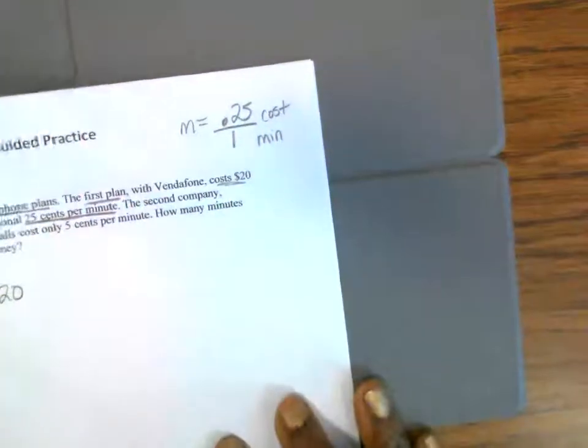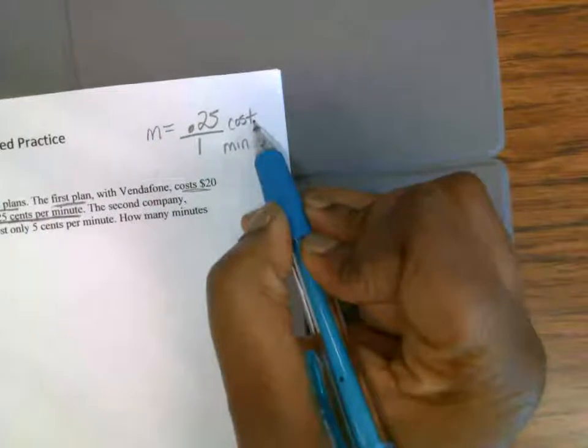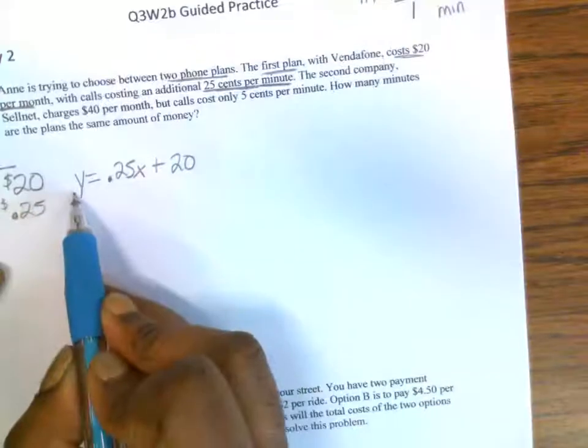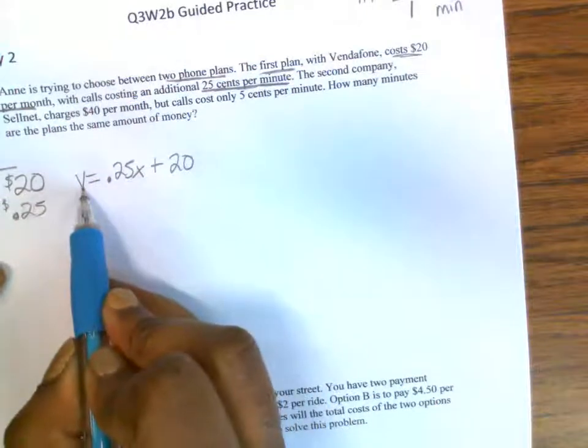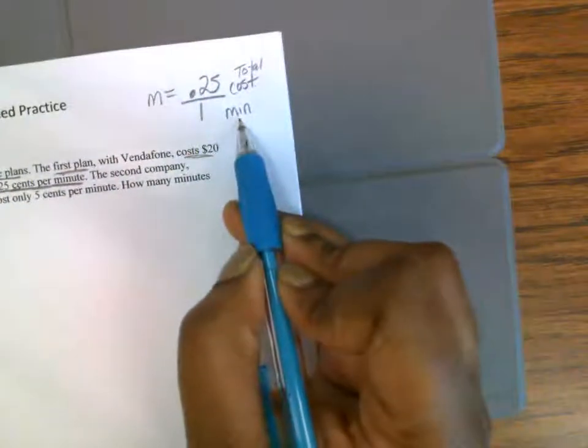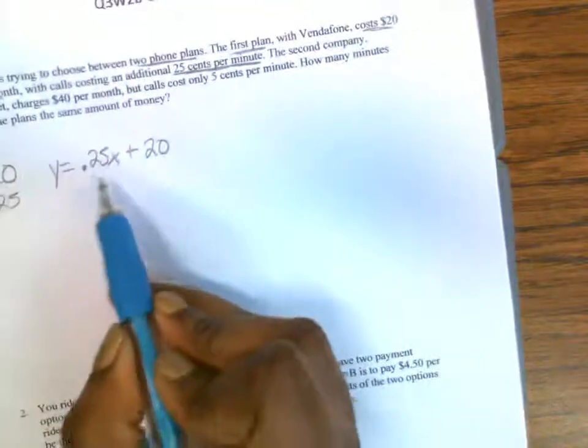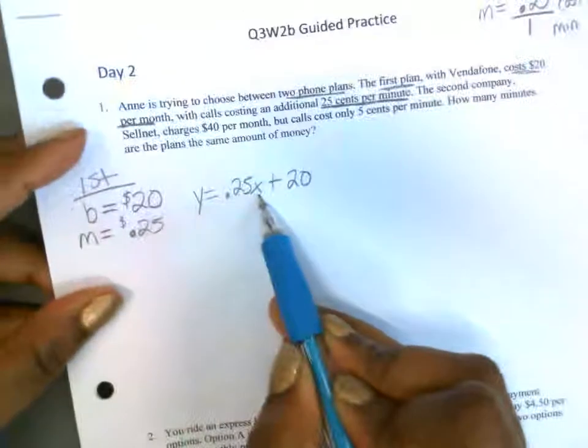So that means that my meaning for Y is the total cost, because Y is always going to be equal to all of this. So this is total cost. And my meaning for X is going to be the number of minutes. So this is the number of minutes here.